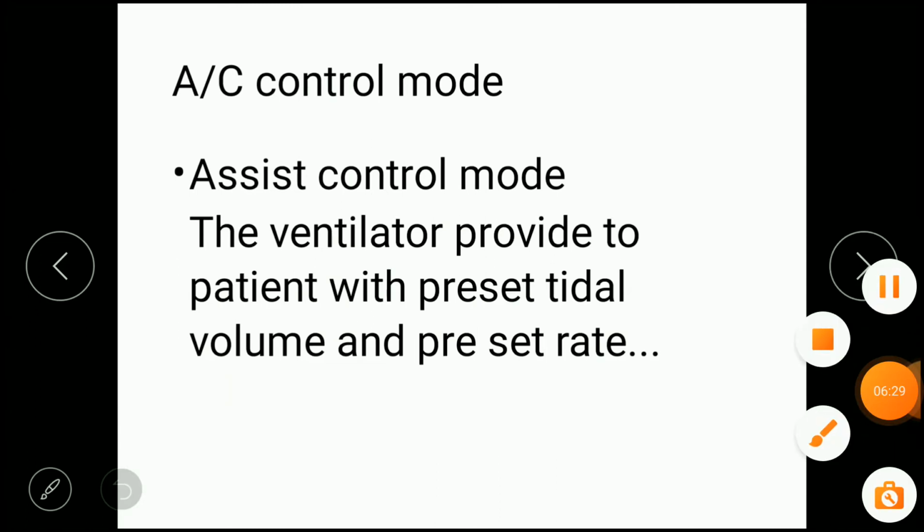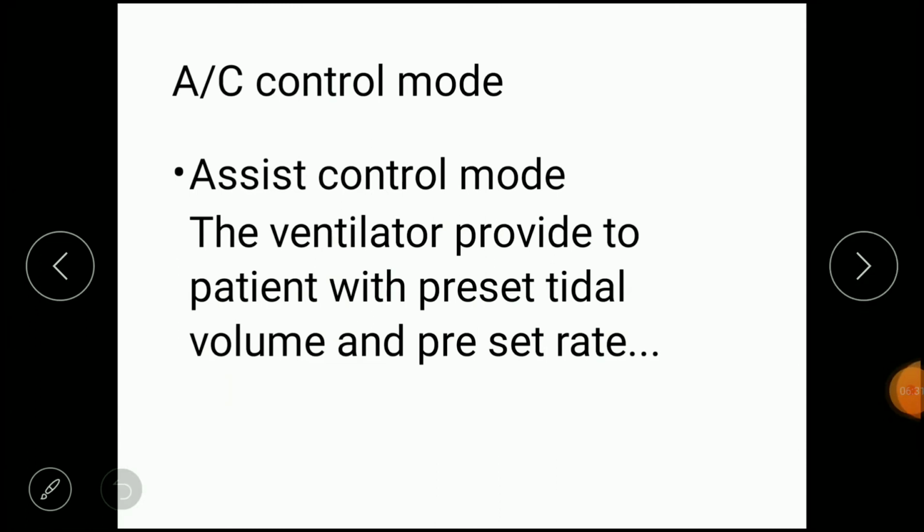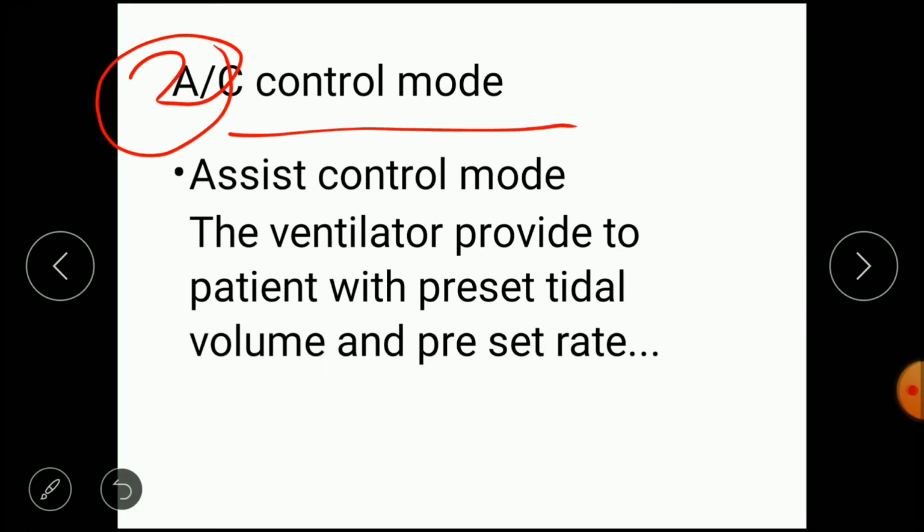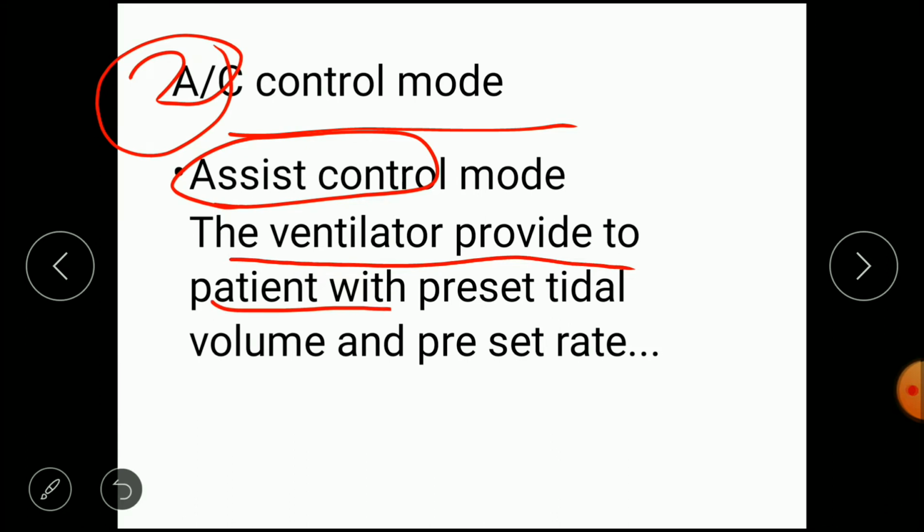The next mode we talk about is the AC mode, the second mode, assist control mode. It is the same as CMV mode, but the difference is that the patient can initiate a breath. The patient just initiates a breath, and the machine delivers the preset tidal volume at its preset rate to the patient. Assist control means it assists the patient. In assist control mode, the ventilator provides the patient with a preset tidal volume and preset rate.